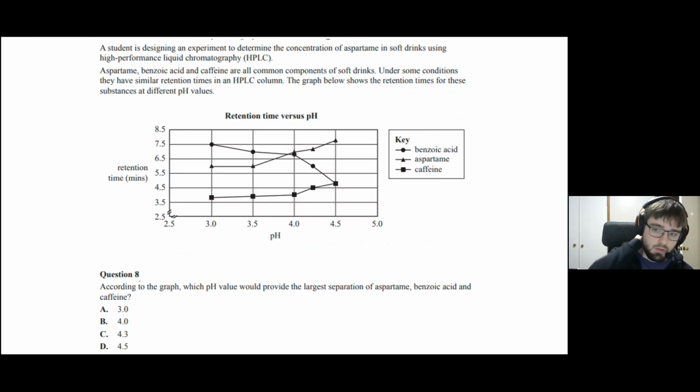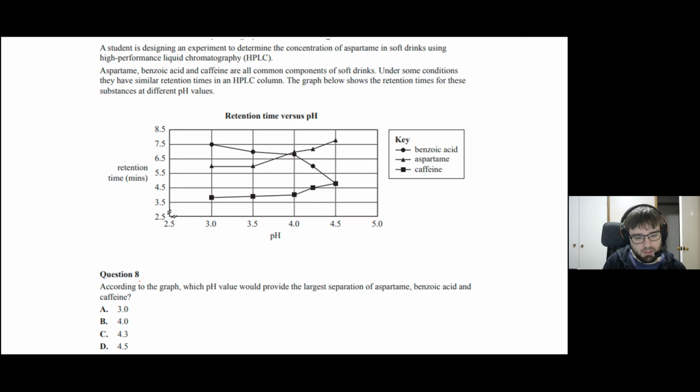All right, so here we've got a student doing an experiment. A student is designing an experiment to determine the concentration of aspartame in soft drinks using HPLC. Then we've got three different things that can be in soft drinks, and their retention times at different pHs. This is something that you probably won't have come across, because it's not something you need to know off the top of your head.